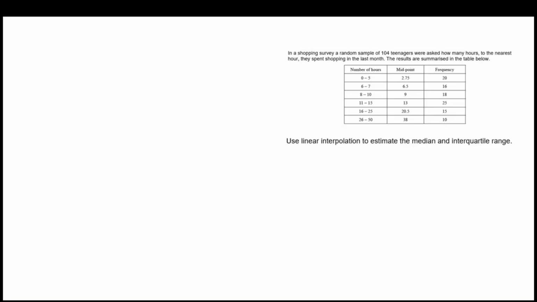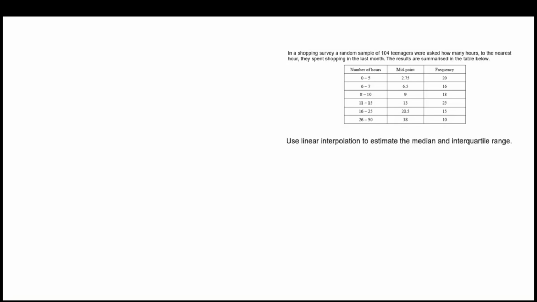In this question, we've been told that in a shopping survey, a random sample of 104 teenagers were asked how many hours, to the nearest hour, they spent shopping in the last month. The results are summarized in the table that's given to us, and we're asked to use linear interpolation to estimate the median and also to estimate the interquartile range.